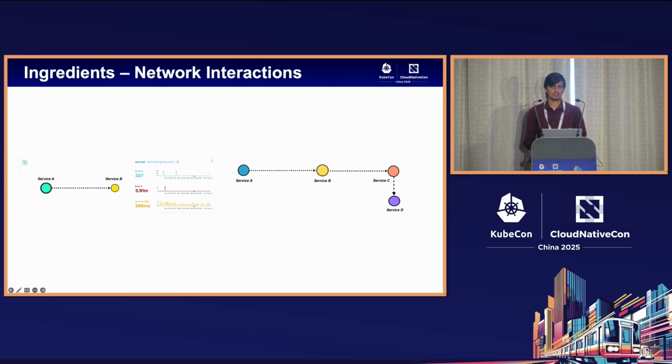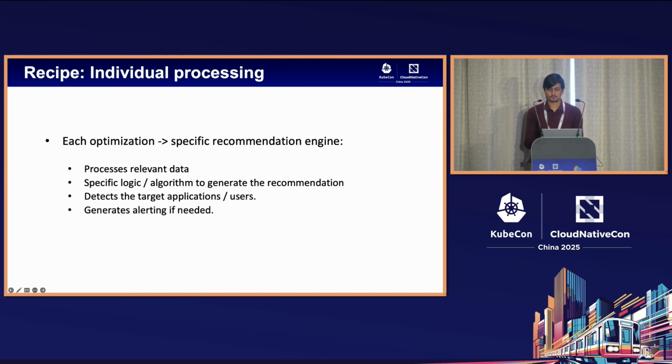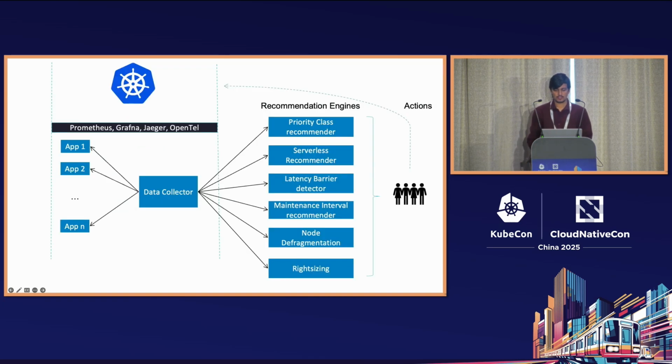Now, once we have these two broad kinds of data, network and resource metrics, then comes the main recipe. How do you build the intelligent logic to use this data? As you would expect, each of these optimizations is going to be different, so the logic of these optimizations is going to be different as well. So what we have is what we call a recommendation engine, where each of these engines focuses on a very specific type of optimization. And it looks something like this.